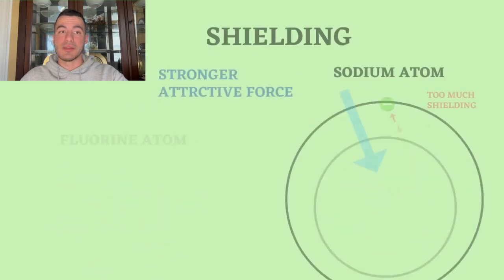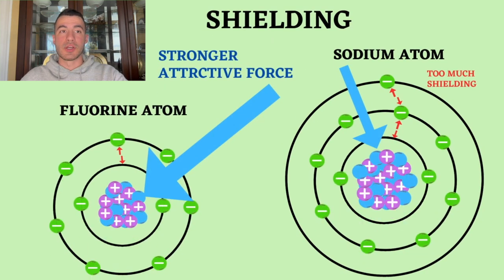So what that means is that fluorine is going to be the more electronegative element compared to sodium. The reason is because it's going to have a stronger attractive force. The more electron shields an atom has, the more its ability to allow new electrons to enter is weakened. That's how it works when it comes to electronegativity, specifically. And that's the reason why fluorine is more electronegative than sodium.